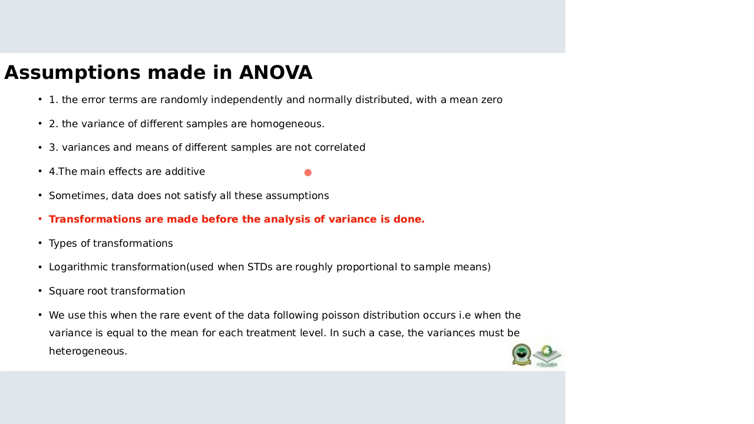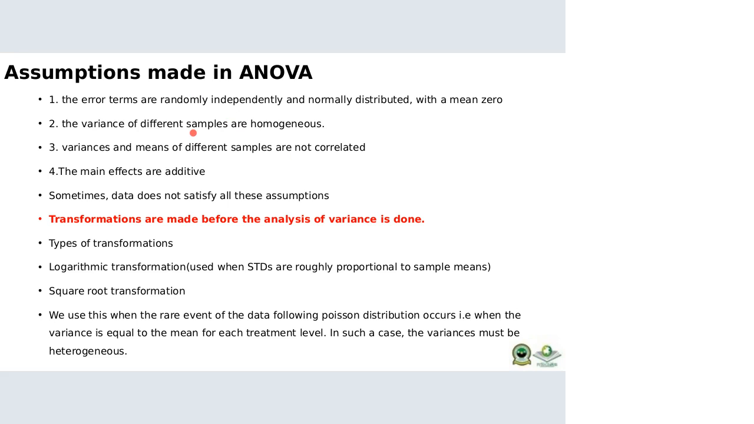This analysis of variance is based on certain assumptions. The error terms are randomly, independently, and normally distributed with a mean of zero. This is a standard assumption in every statistics theory. The data is randomly, independently, and normally distributed with a mean error of zero. So the error is across the board, covering all the variability and all the variables.